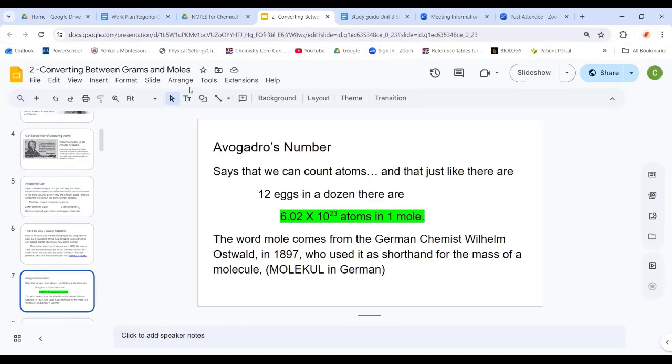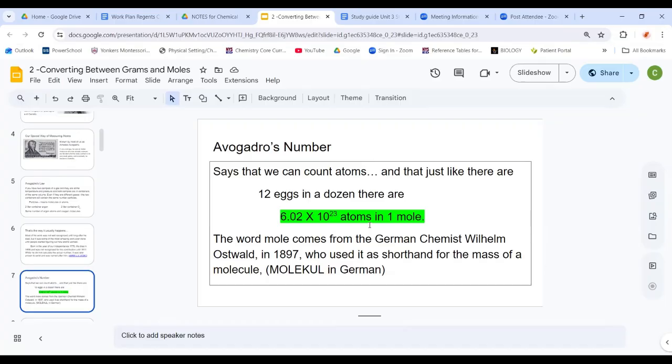What this number allows us to do is create a new unit of measurement that allows us to count atoms. So it is really important that you understand this unit of measurement, a mole. I'm going to tell you how many atoms are in a mole. You may not use that number, but that's what we discovered.